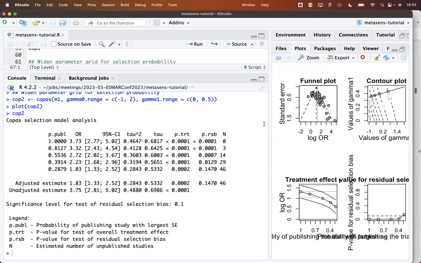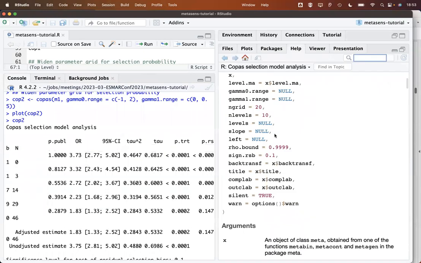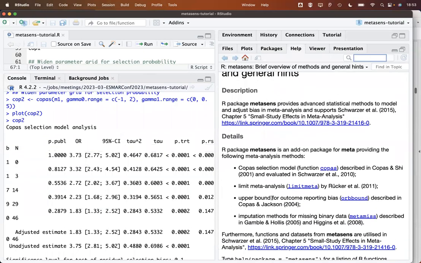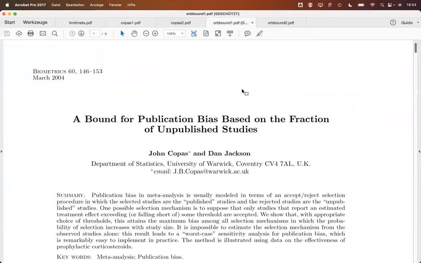Good, then just very quickly, let's go to the last model, which is the upper bound for outcome reporting bias. The publication for this is again by John Copas, and in this case Dan Jackson. What they proposed was a bound for publication bias, so a setting where the number of studies that are missing is unknown.